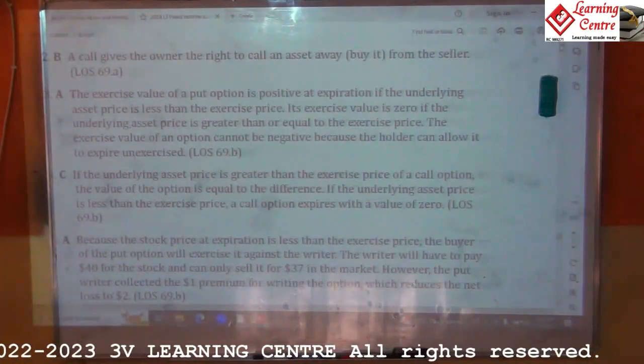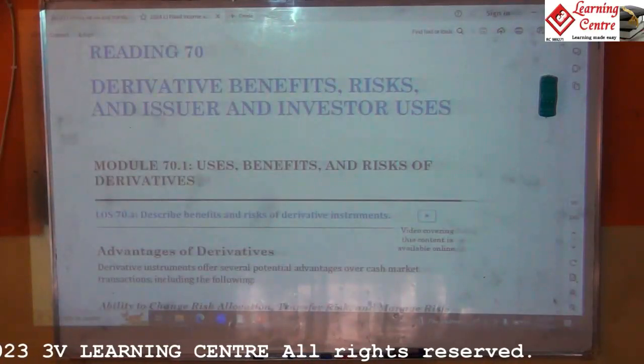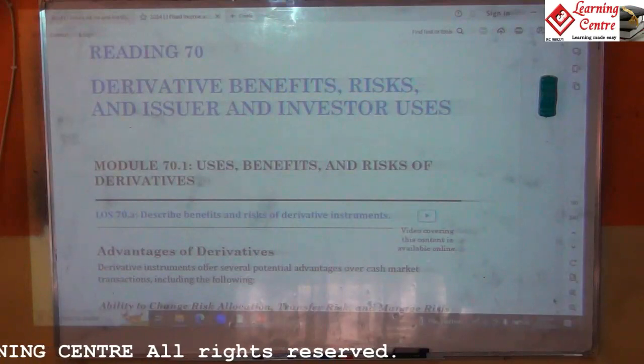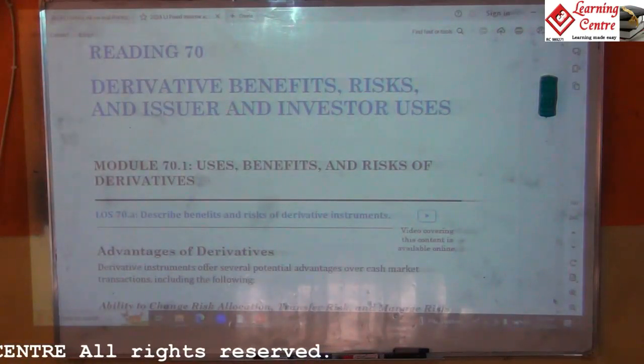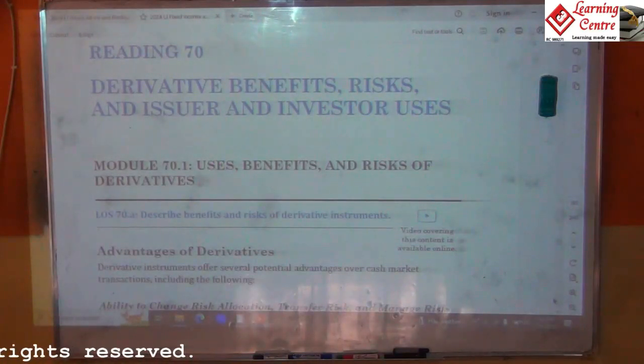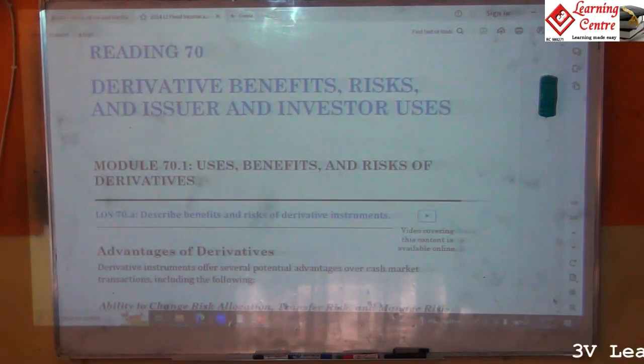You get it? So we have explained derivatives, looked at options and all. We looked at the value of the option and all those things. We'll still look further into them. So here it is now saying what are the benefits of derivatives, what are the risks, who are those that issue it, and investors as well.